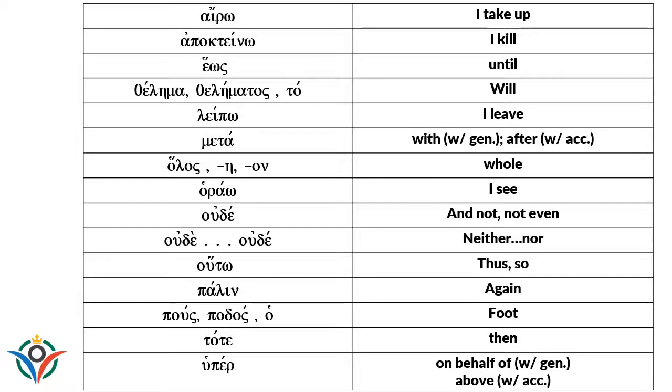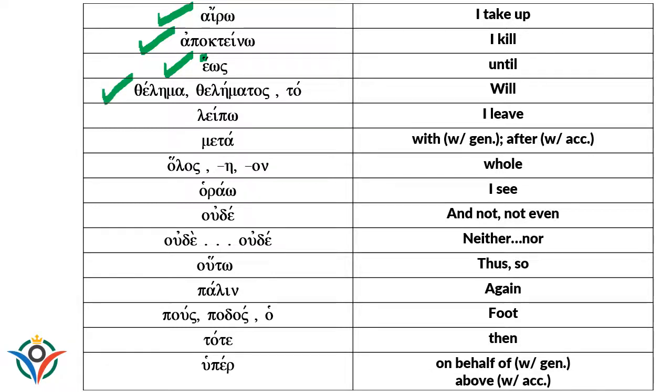So let's go through today's vocab. The first word is airo, which means I take up. Next we have apokteino, which means I kill. Then we have heos, with a rough breathing mark, and that means until. And it's normally these little words that are going to cause you the most problems. They still cause me the most problems.